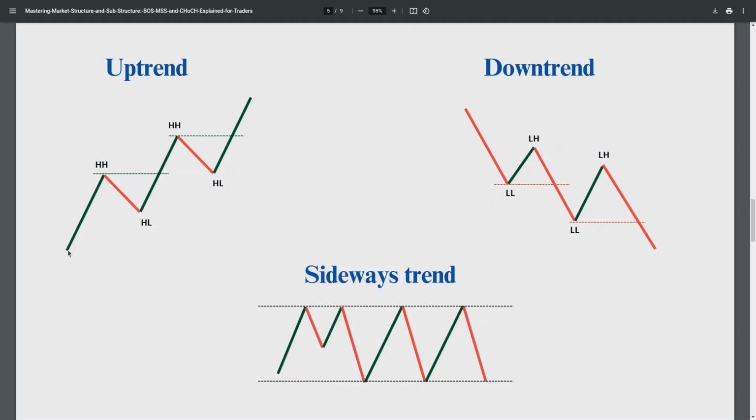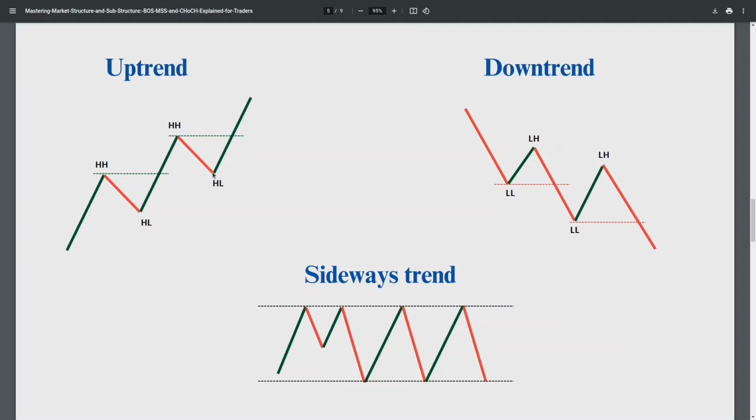As you can see, price started moving from here to this point, creating a high, then price retraces back, then creates a low, a higher low, a low that is higher than this low. Then price breaks this point. As it broke this point, it creates another high.